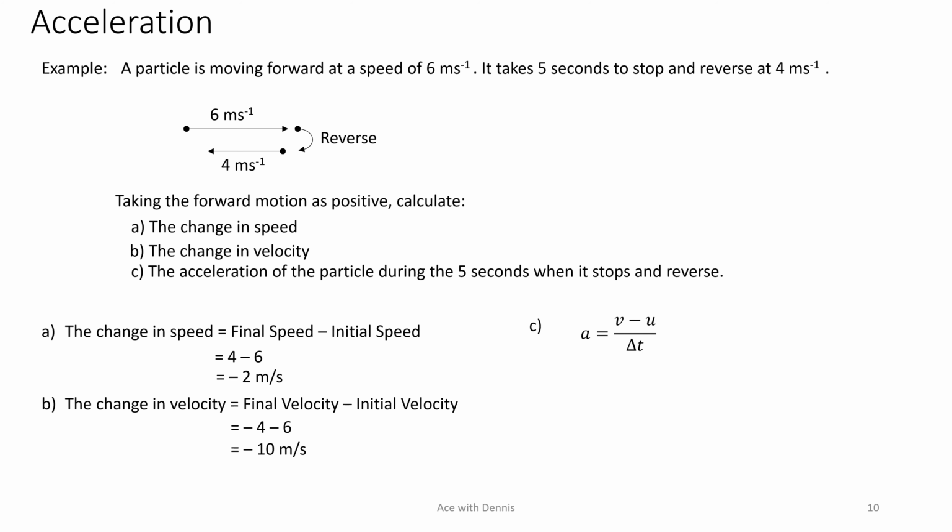Now the acceleration, we use this formula, a equals v minus u over delta t. For this case, we have found the answer for v minus u, which is -10. Then the time is 5 seconds, and the acceleration is -2 meters per second squared.